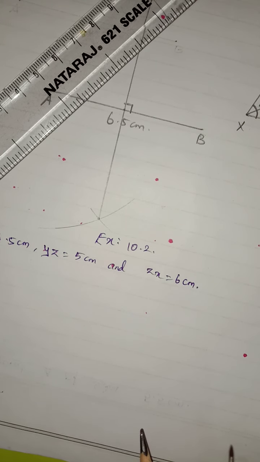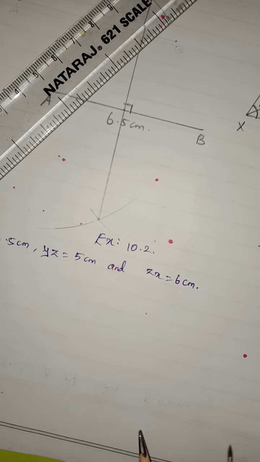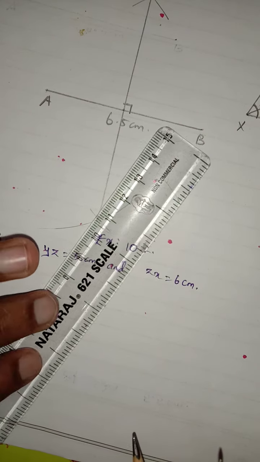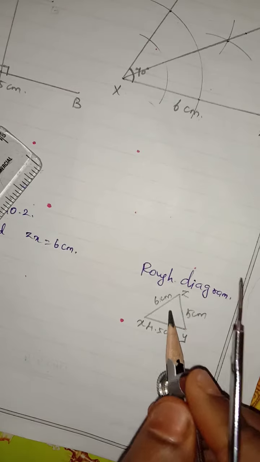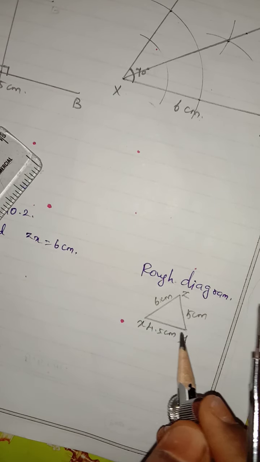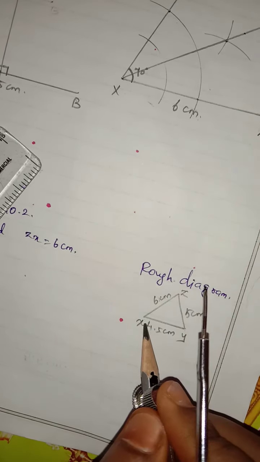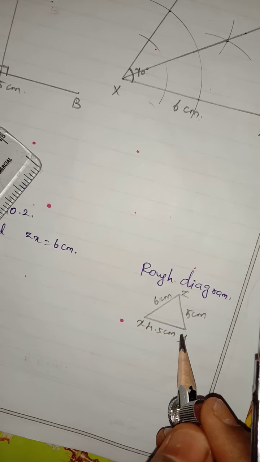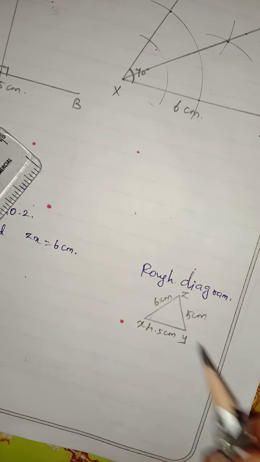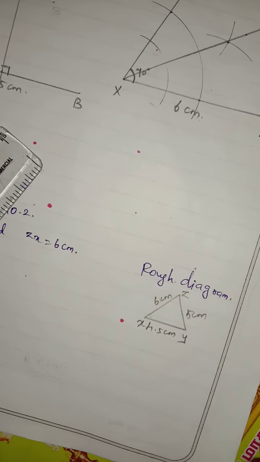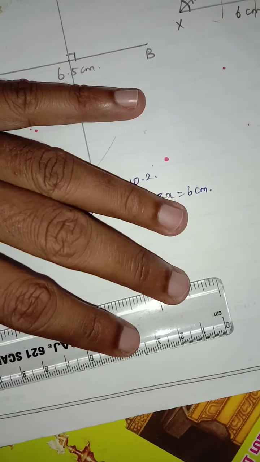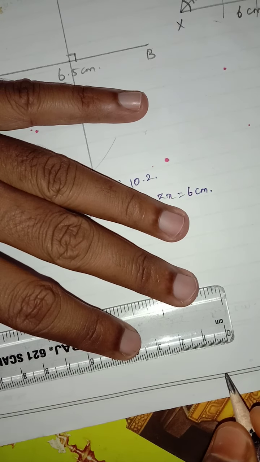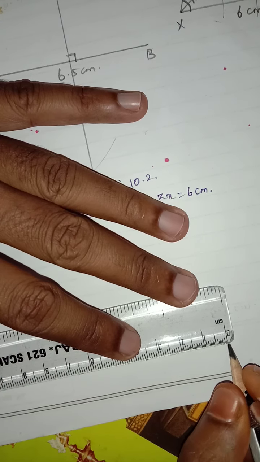To draw the triangle, only for the baseline you want to use the scale directly. So in this triangle we know all the three sides are given. Take any one as base. You can take anything. You need not take XY alone as a base always. You can take YZ, you can take XZ, whatever it is. I am going to take XY as the base itself. So always to draw the base only you want to use the scale.